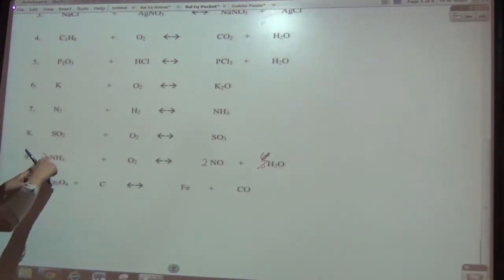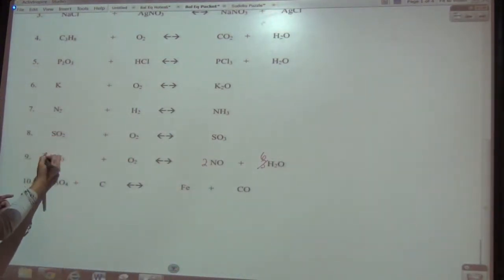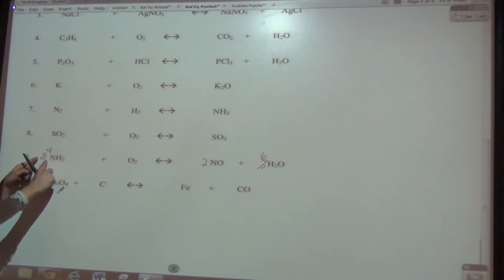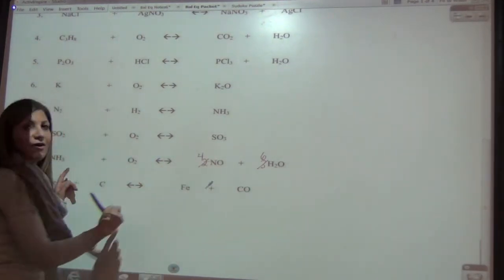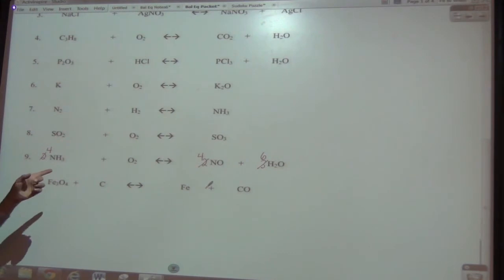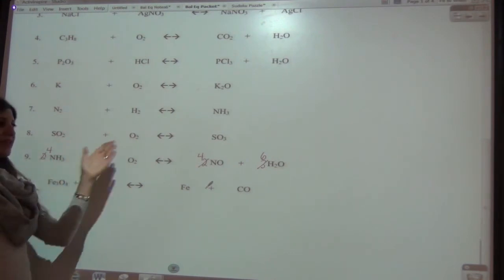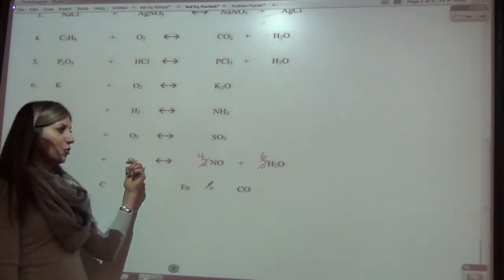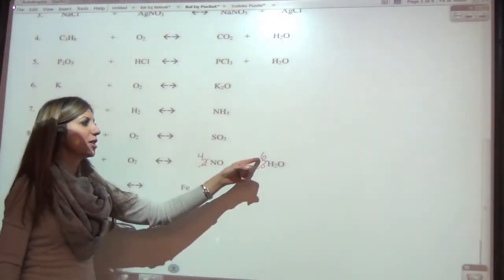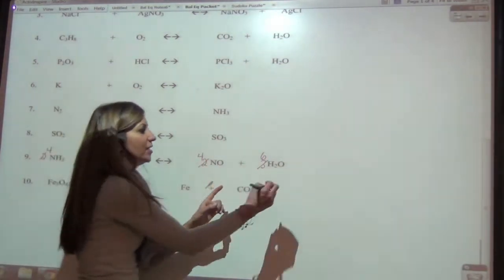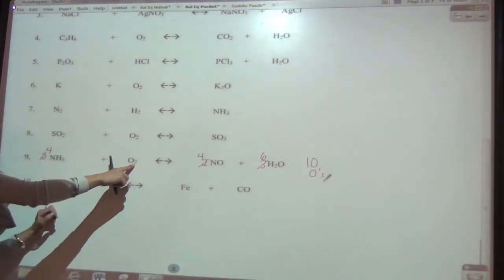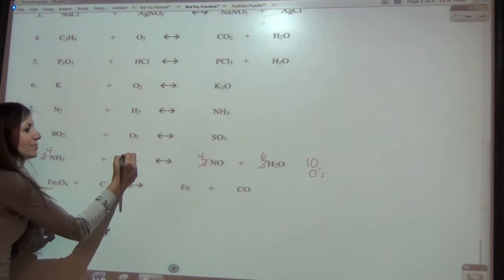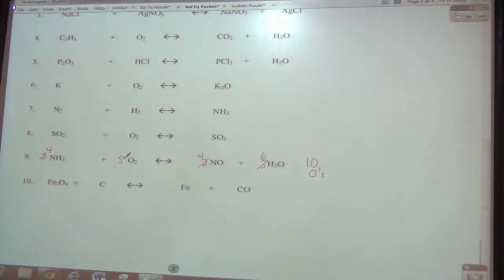So instead of this being a 3, I'm going to make it a 6. But because I did that, now that changes this, and I have to double this also to a 4 because my H's were 6 and now it's 12. That changes my N's to 4, which means I also need to double this so that now I have 4 N's. Now, let's check the O's. Everything else is balanced. I've got 2 O's on this side, and here I have 4 plus 6, which gives me a total of 10 oxygens. So on this side, how do I make that 10? 5 times 2.